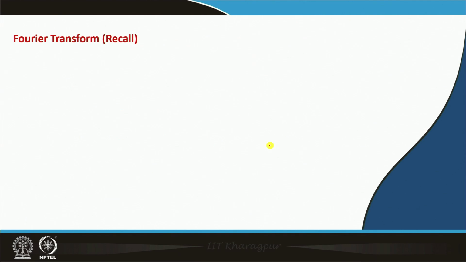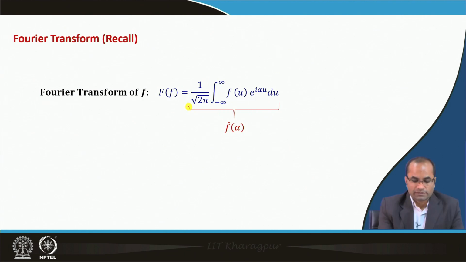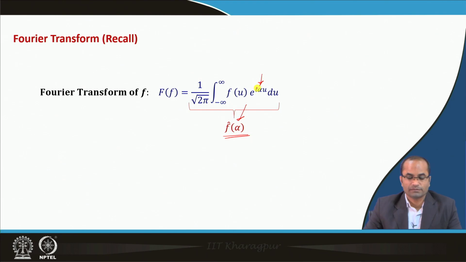So, just to recall, in the last lecture we have introduced already the Fourier transform, and then the Fourier transform of a function f was given by this integral, the factor 1 over square root 2 pi, and then we have the function f multiplied by exponential i alpha u du. And for the sake of simplicity, we have denoted this by a function f hat of alpha, because this is the transformed function now. So, it is a function of alpha, because alpha is a parameter here.